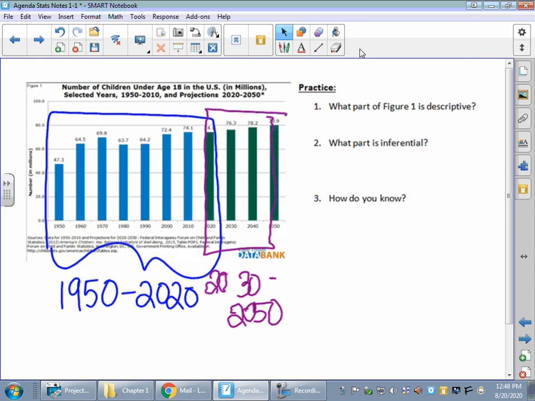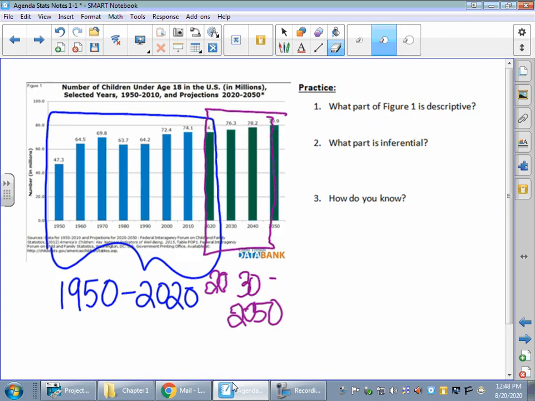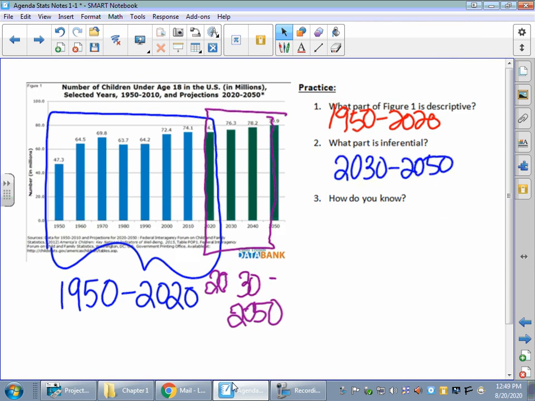So if I'm going to ask about descriptive and inferential statistics, which part is descriptive, which part is inferential? Descriptive just describes the data. It has to have already happened. So from 1950 to 2020, sorry about that, my board's going crazy, is describing the data, maybe not even 2020 since it is 2020, you know how long it sometimes takes data to get together, but that's describing the data. The inferential part is making an inference, a prediction, about what's happening in the future. So that would be 2030 to 2050, because descriptive is describing what's already happened. You've collected that data. Inferential is making an inference.